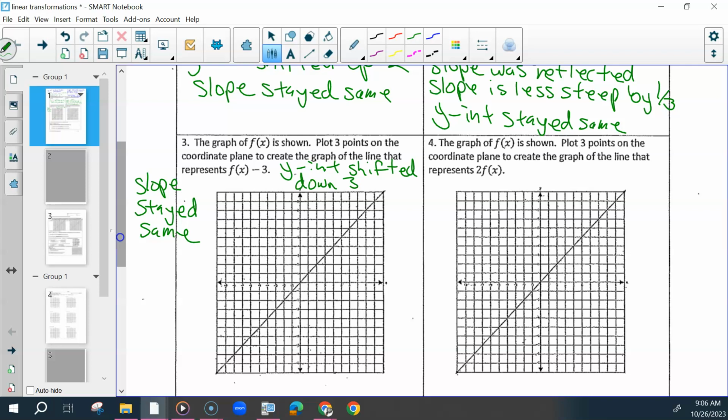Right? And then in this example, we are graphing, but we are only plotting 3 points. It says to create the graph of the line, but we're not actually creating the line. We just need to plot the 3 points.